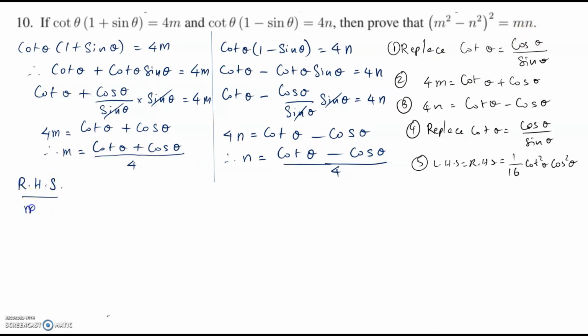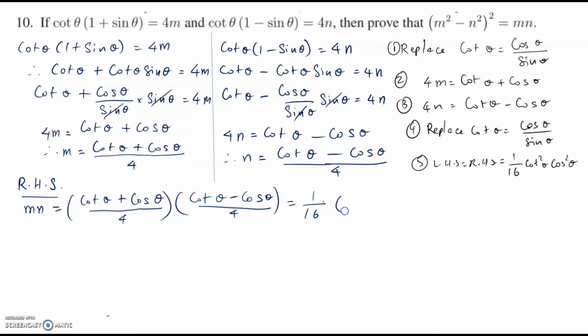Now let's take the right hand side, or RHS, first. So our RHS is mn. Substitute the value of m and n into the right hand side. So this will be cot theta plus cos theta divided by 4 into cot theta minus cos theta divided by 4. Multiplying this, it is in the form of a plus b into a minus b. So 4 into 4 is 16, 1 by 16 into cot squared theta minus cos squared theta.